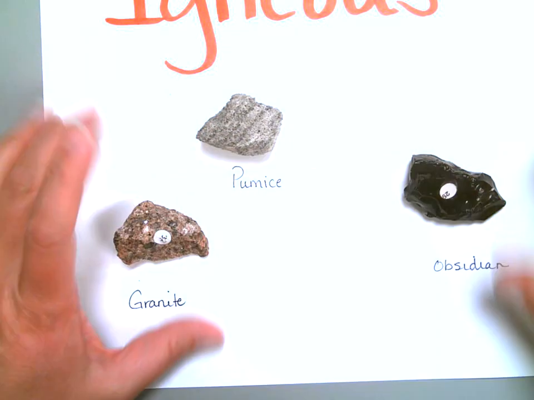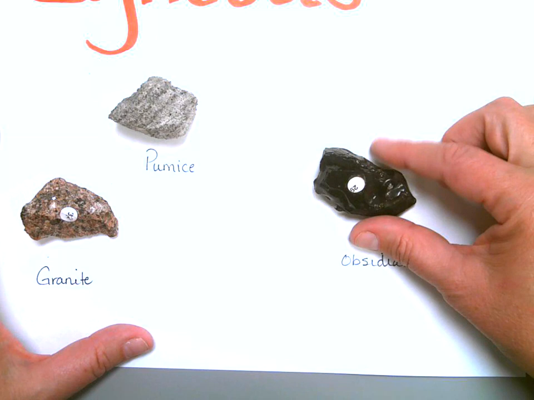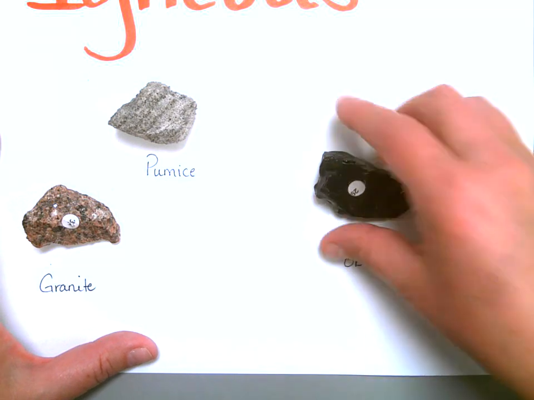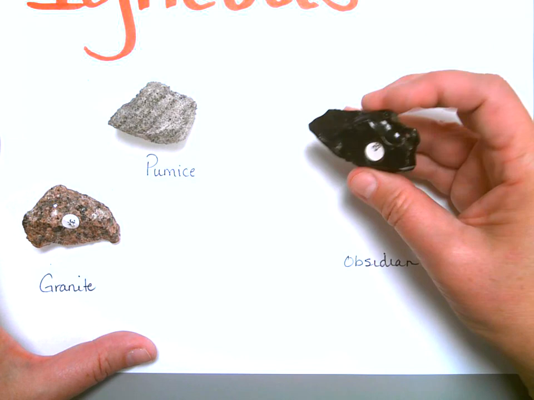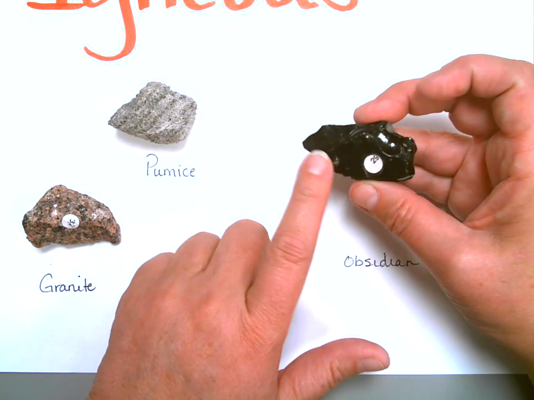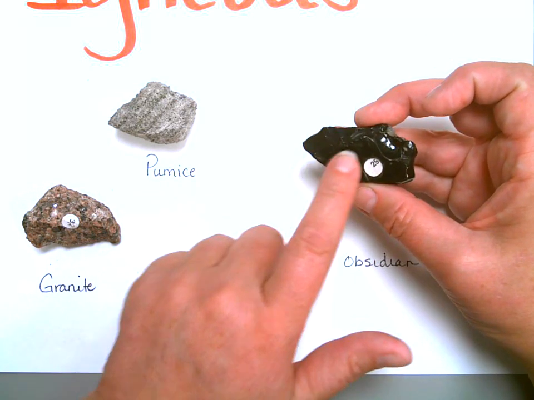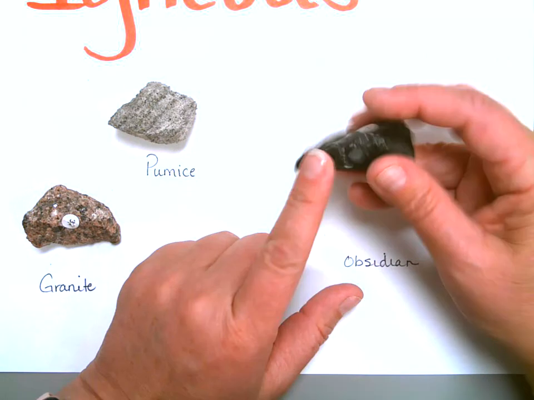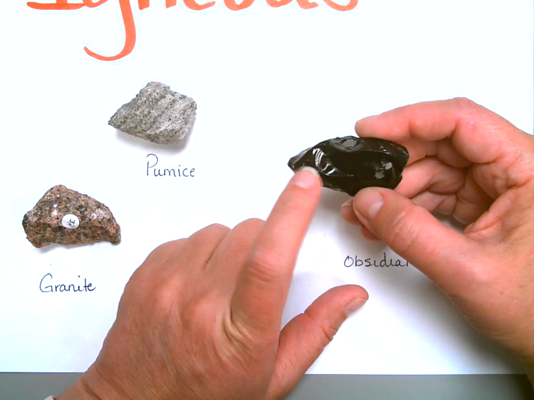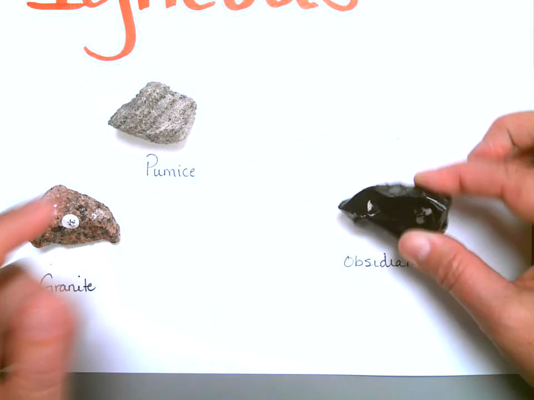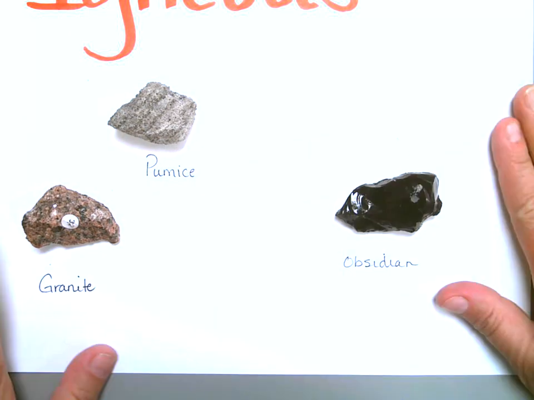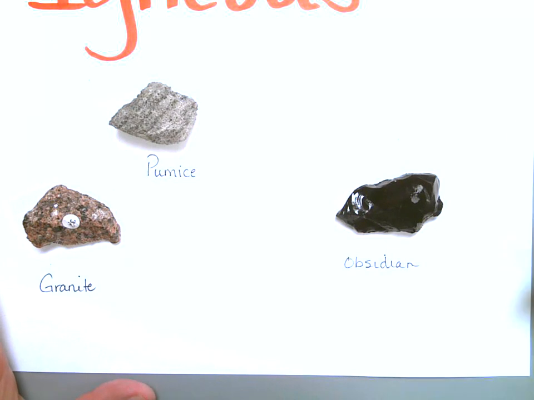Obsidian, this is what we call volcanic glass. This formed above the surface of the Earth and cooled so quickly that there are no crystals. Crystals didn't even have time to form in this particular rock. Also, if you hold this one up to the light, you can see through it. So that is pretty cool. So those are the three major groups of rock: sedimentary, metamorphic, and igneous.